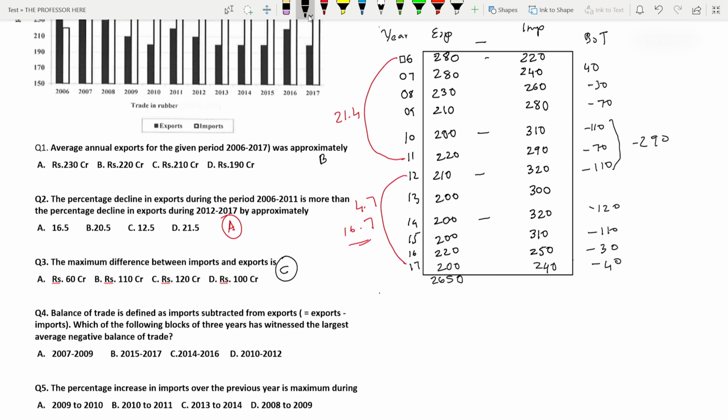So you can check for others. None of this is greater than minus 290. So 2010 to 2012 has witnessed the largest average negative balance of trade. So option D is the answer.